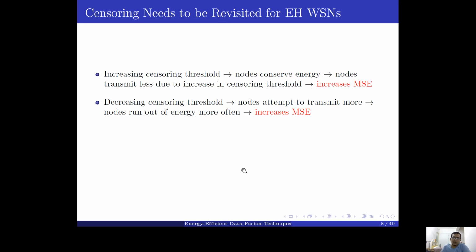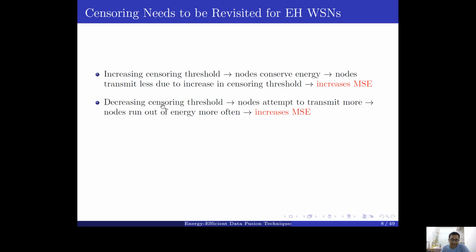Now let's try to understand the impact of censoring threshold when we study censoring with WSNs. If you increase the censoring threshold, the nodes will conserve energy. However, the fusion node will be receiving measurements from fewer nodes due to the increased censoring threshold. So this will increase the mean squared error.